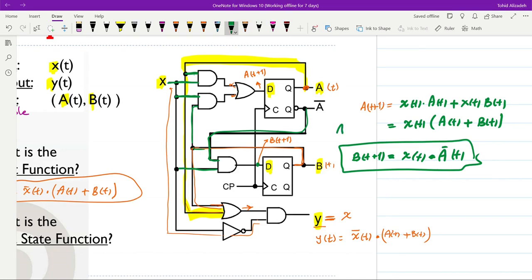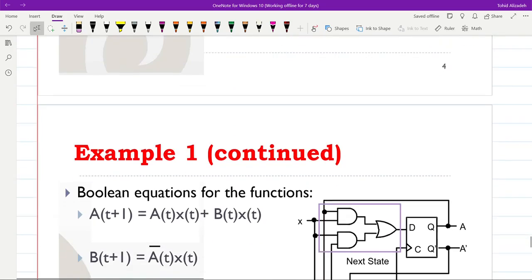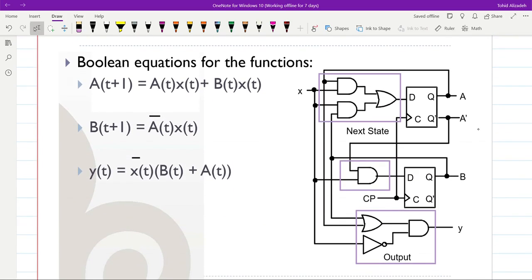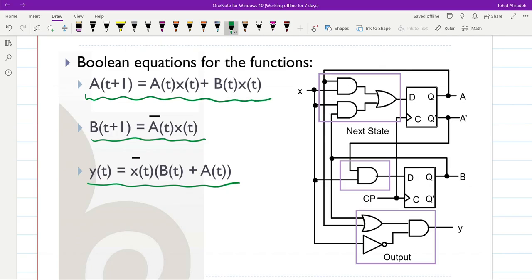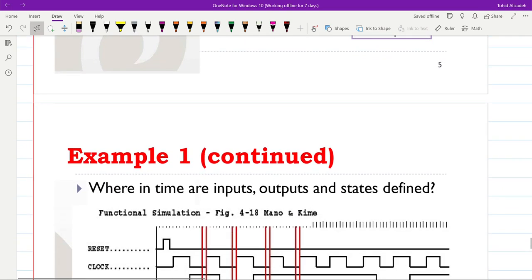We have the expression for A at T plus 1, B at T plus 1, and also the output Y. And we can check them in the next slide, as you can see here. So for Y, we have not X and B or A. For B, we have not A and X. And for A at T plus 1, we have A and X or B and X. So you can see how the Boolean equations for the next state variables and for the output could be formed referring to the block diagram of the circuit.